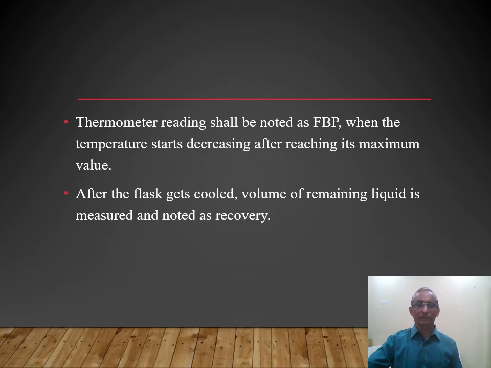after performing this experiment, you have to cool the apparatus to measure how much volume is remaining. The volume of remaining liquid is measured and noted as recovery, which decides the losses. Suppose you have collected 95% at the FBP and noted the temperature. You took 100 ml, so how much volume is available here? 5 ml. But when you measure that sample, you record that only 3 ml is available. Then what about the 2 ml that is missing? We consider that as the losses.